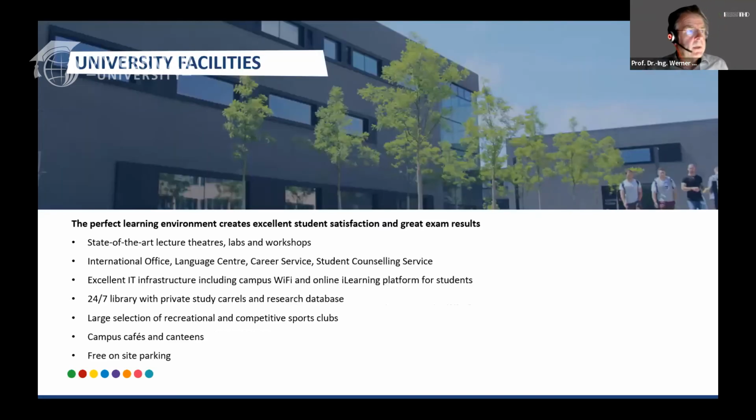So the facilities of the university, well, actually we have quite new lecture theaters, labs, and for your support, we have an international office. We have a language center, a career service, a student counseling service. So there are quite a lot of facilities which help you in your studies.